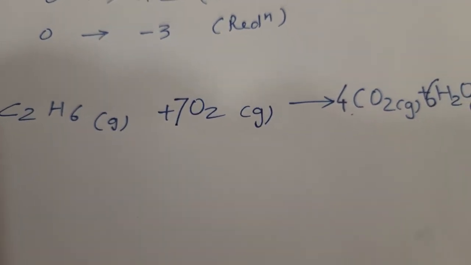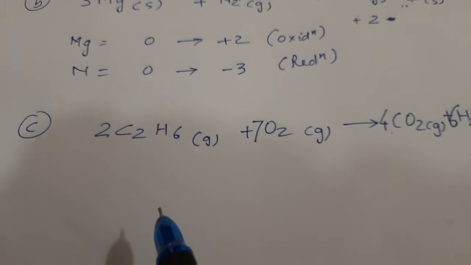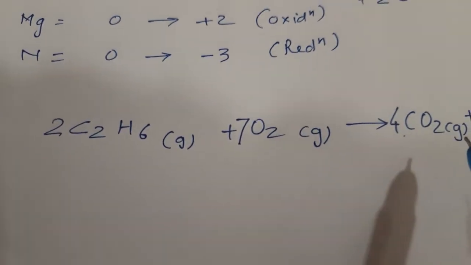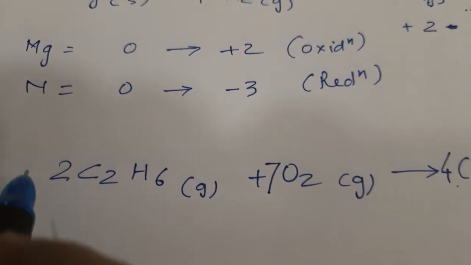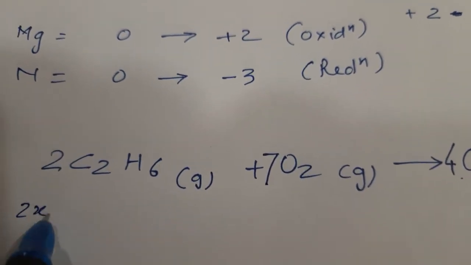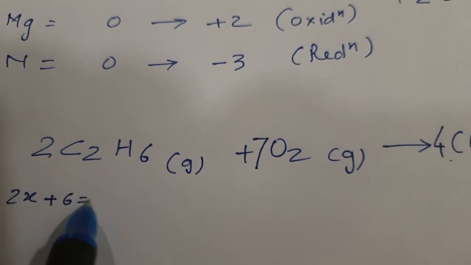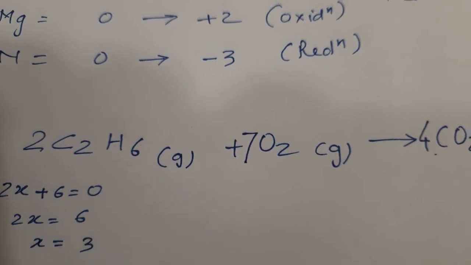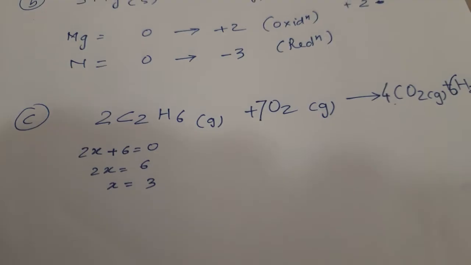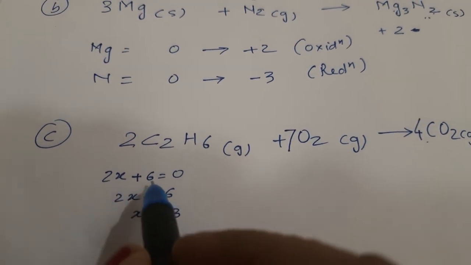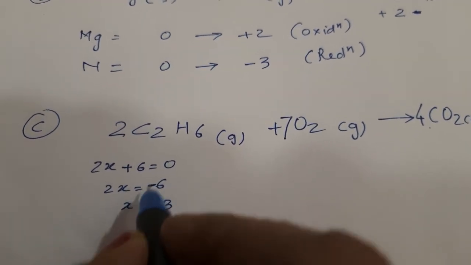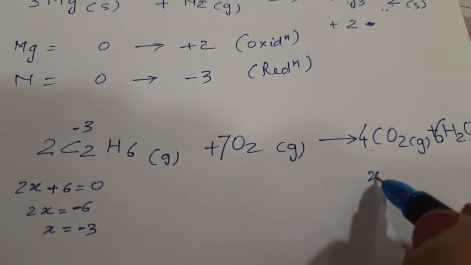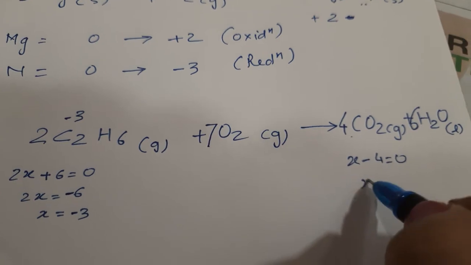So in this way you can balance the reaction, and after balancing I have to find the oxidation state of carbon here and carbon here. So here the oxidation state of carbon: 2x plus 6 is equal to 0. Sorry, 2x plus 6 is equal to 0, so 2x is equal to minus 6, x is equal to minus 3. So let it be minus 3, and here again x minus 4 is equal to 0, so x is equal to 4.